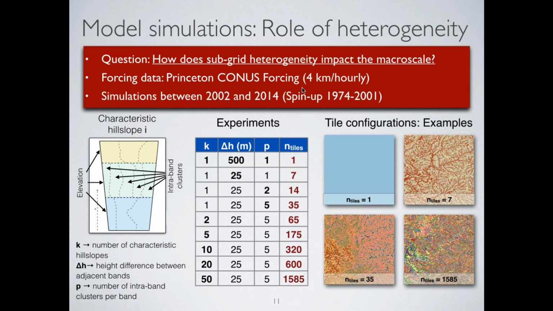So there are some simulations between 2002 and 2014 with a spin up between 1974 and 2001. And I'm showing on the right the tile configurations for these different setups, where N tiles equals 1 is your homogeneous grid cell, and the most heterogeneous one is the number of tiles equals 1585.